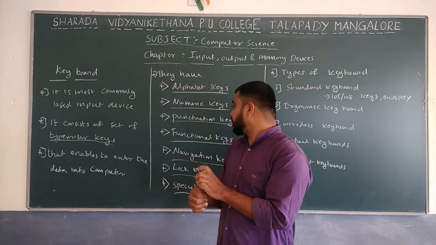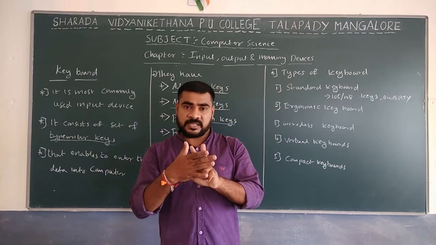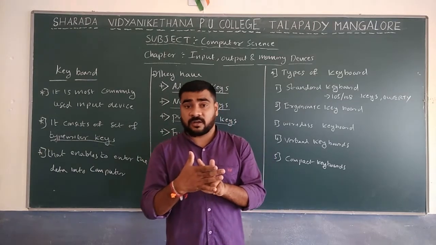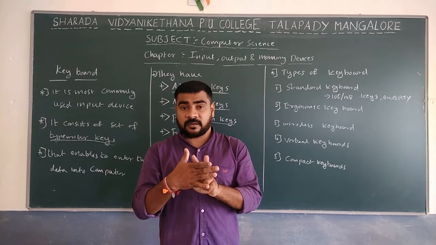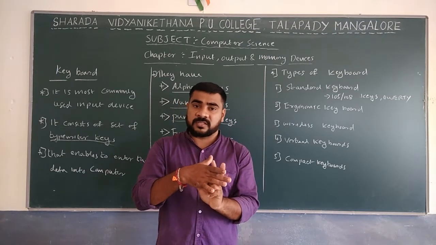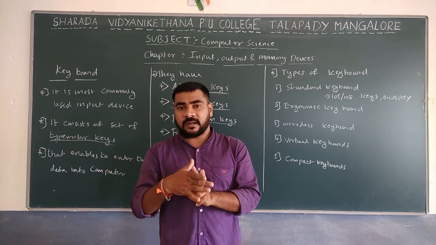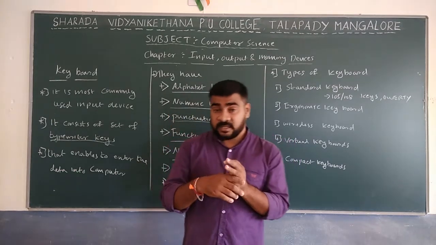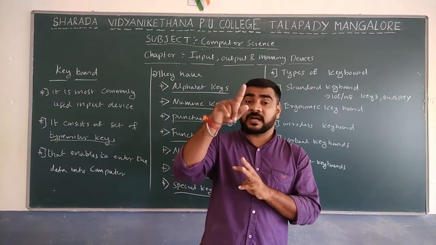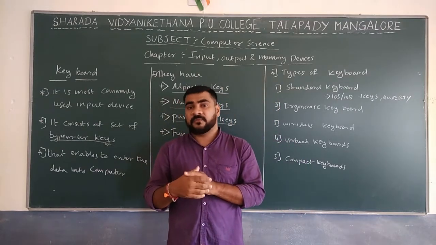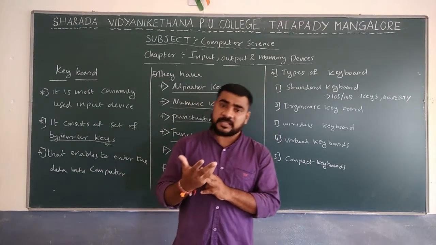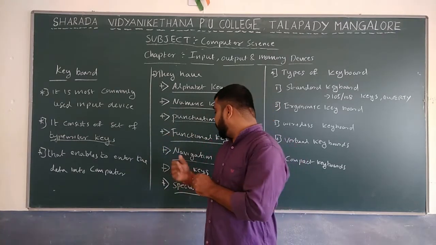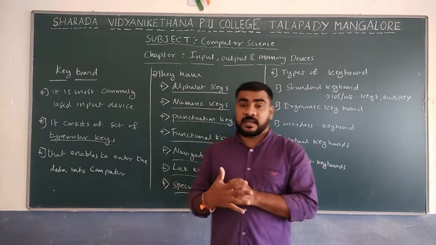Next one is punctuation keys. Punctuation keys are mainly used to provide different punctuations like dot, comma, double colon, single colon, brackets, closing bracket, all those operations. All those punctuations are provided in punctuation keys. Next one is the navigation keys. Navigation keys are mainly used to move the cursor to top, down, left or right. The cursor is also known as the pointer. If you want to move the pointer left, top, down or right, then we make use of navigation keys.